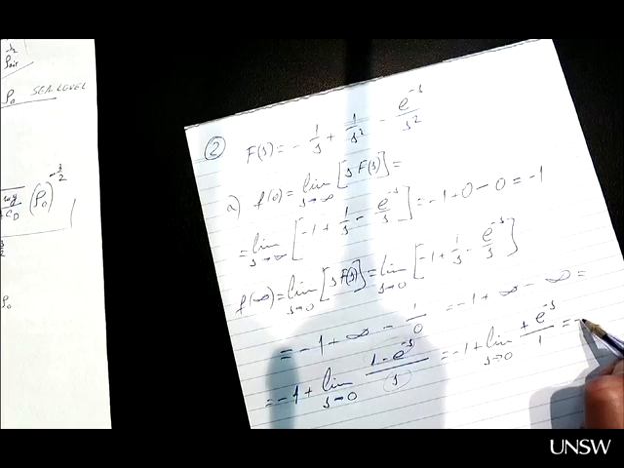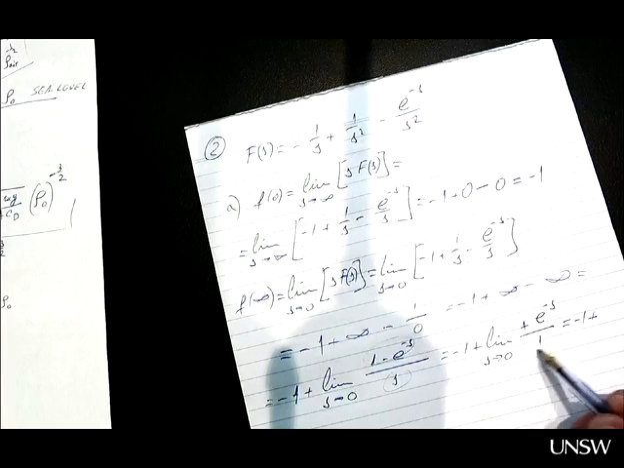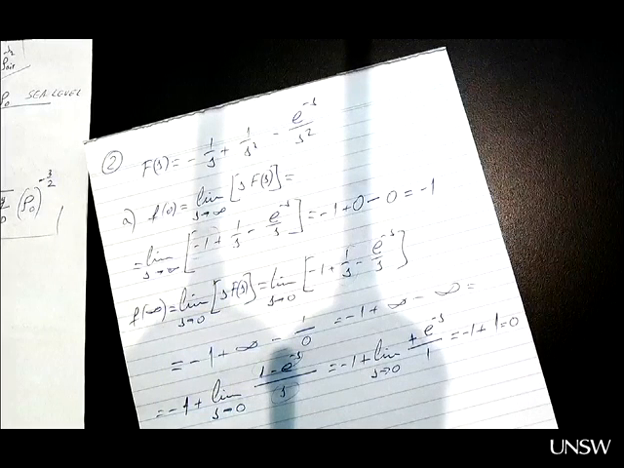Now, this is equal to minus 1 plus, when s is 0, e to the minus 0 is 1. 1 over 1 is 1. So the final value is 0. Okay?